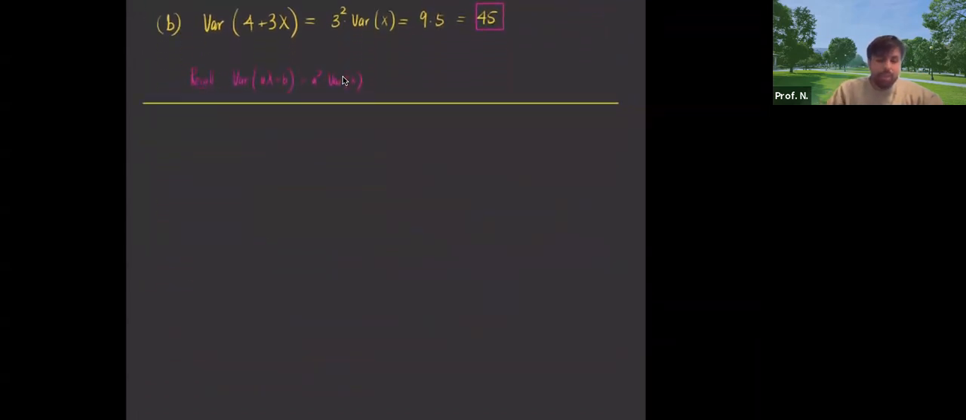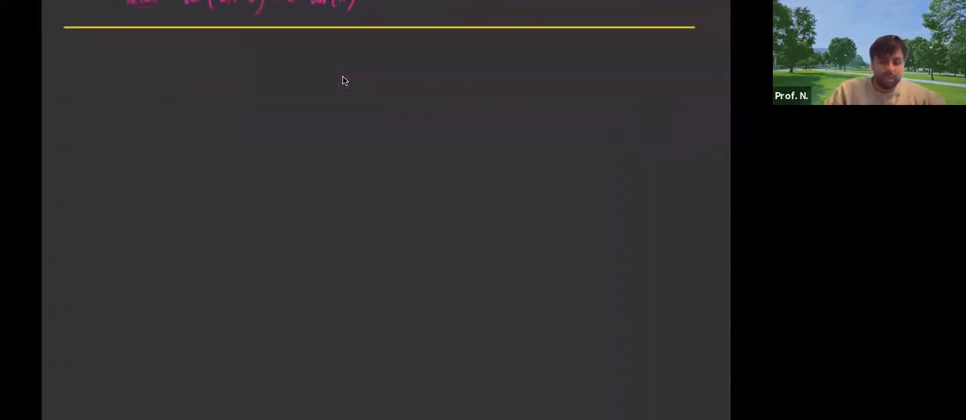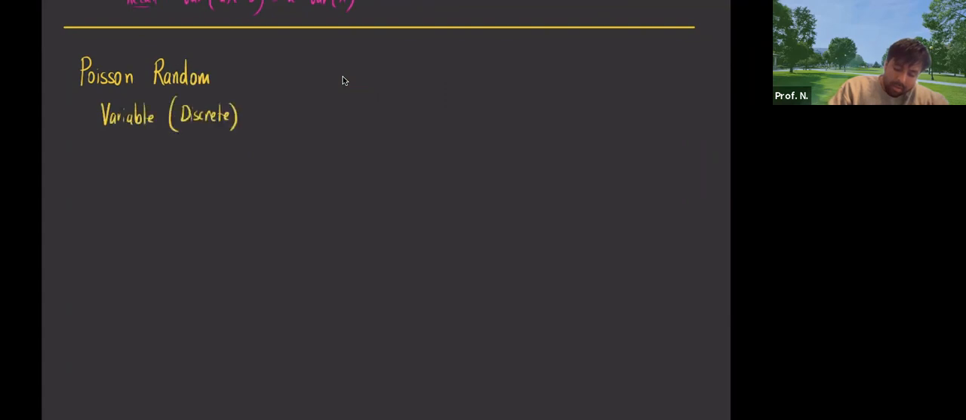So we've talked about Bernoulli random variables. We talked about binomial a lot, the binomial random variable. And we talked about the geometric random variable. And then the last one of the discrete random variables that we'll touch upon in detail is Poisson. Again, this is a discrete random variable.